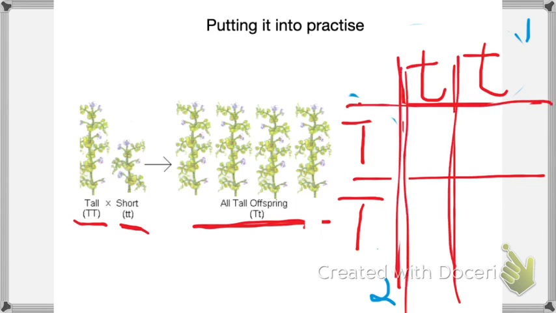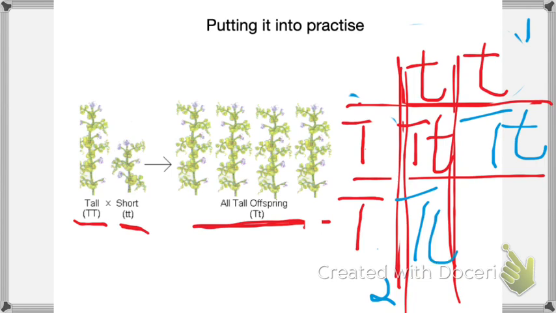So what will happen if we cross these tall pea plants with these short pea plants? Let's see. Capital T times common T will give us what? Capital T, common T. What would we get when we cross capital T and common T again? Same thing. Capital T, common T. And capital T, common T, capital T, common T. And that's what you can see there.